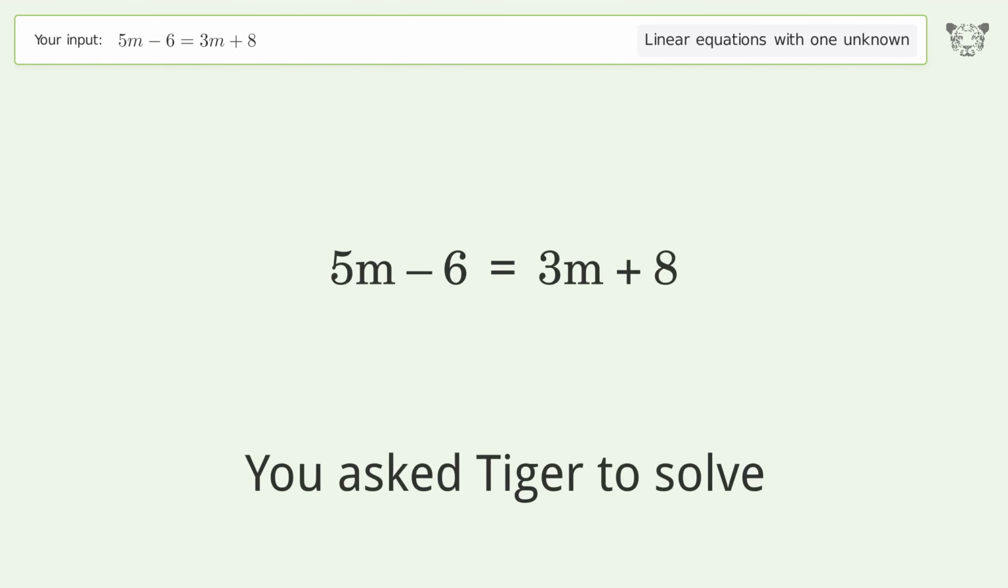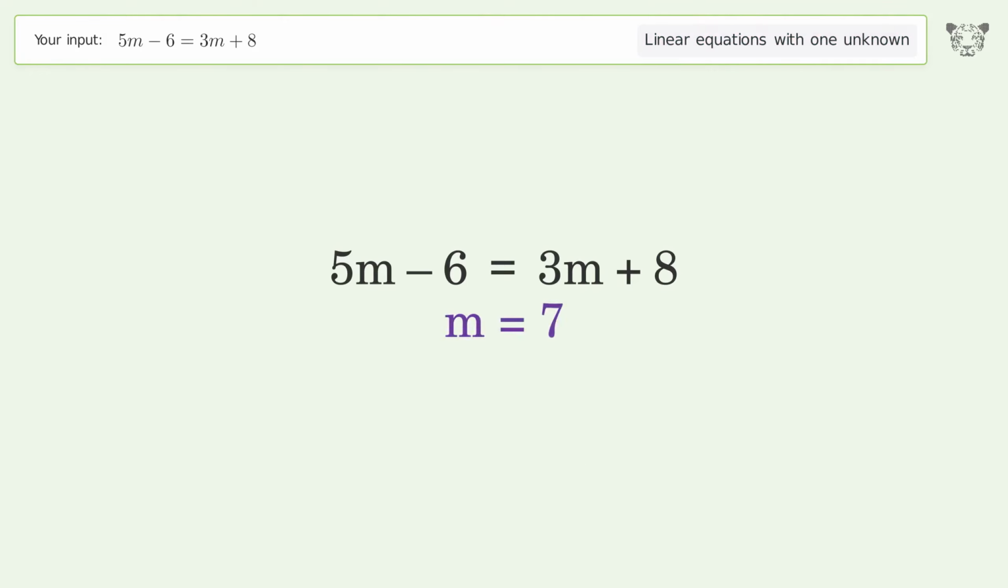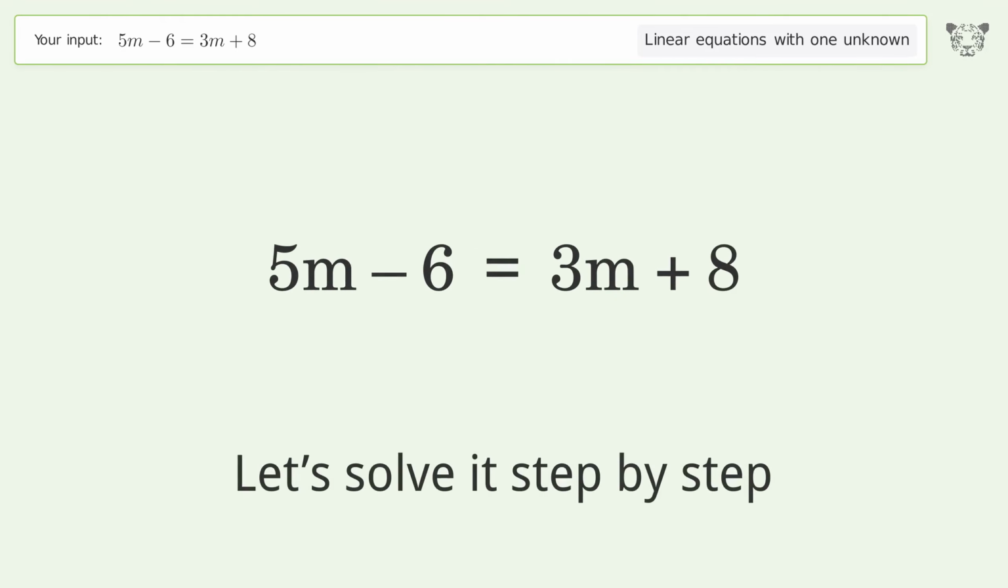You ask Tiger to solve. This deals with linear equations with one unknown. The final result is m equals 7. Let's solve it step by step.